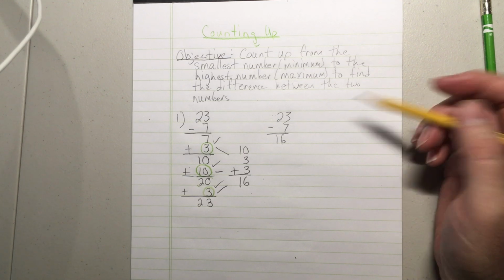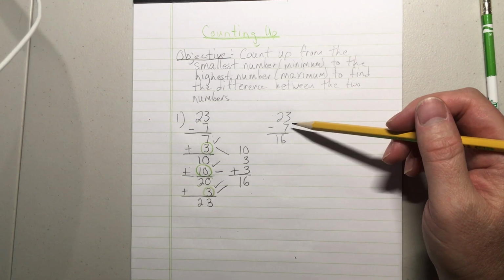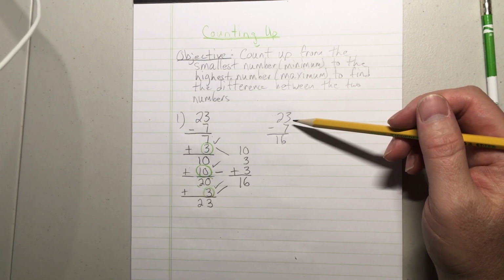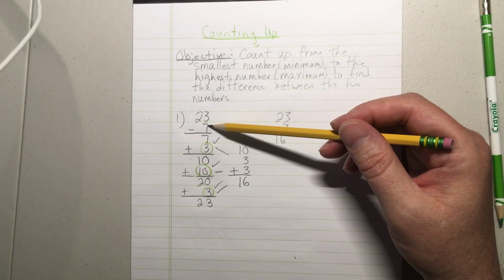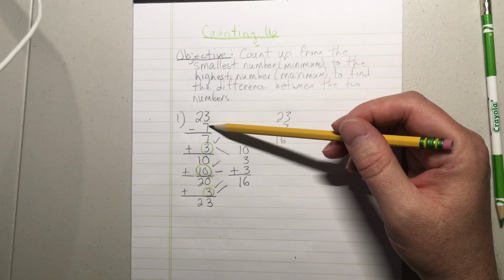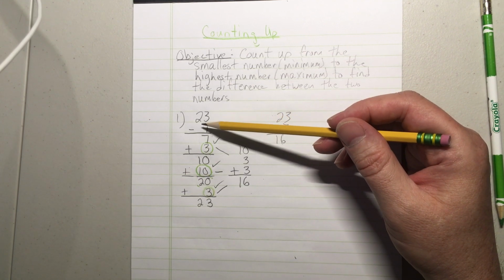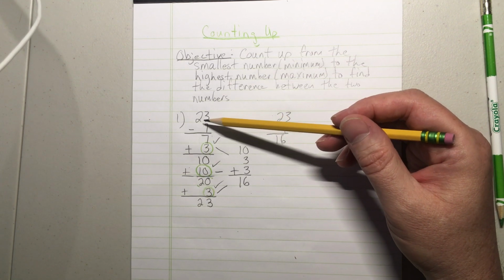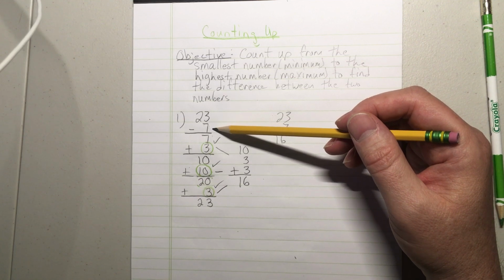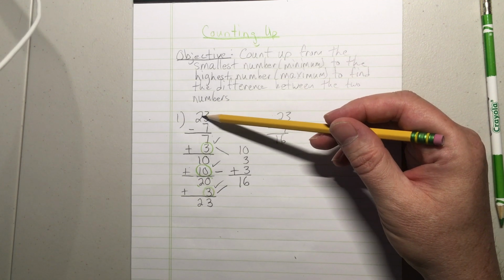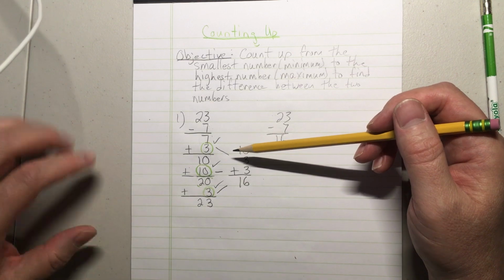Another beneficial aspect of this strategy is that I don't have to borrow. If you noticed, in this case I would have had to borrow because 7 is going to be greater than 3, and we know that whenever, and we'll get into this later in this video, this is a bigger bottom, so we would have to have borrowed from the tens place. Okay.